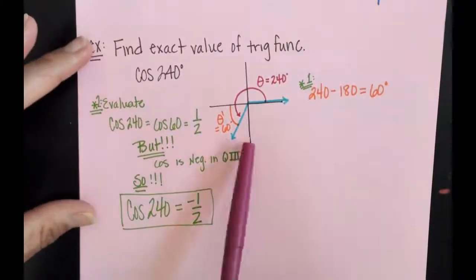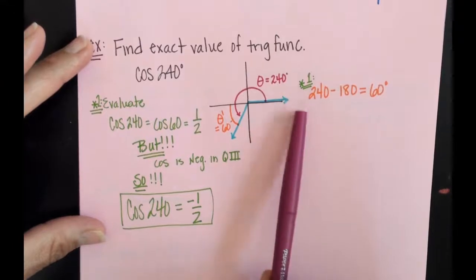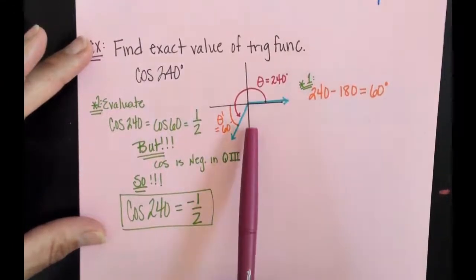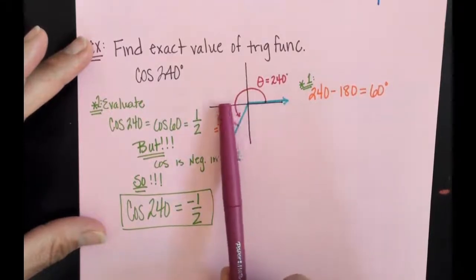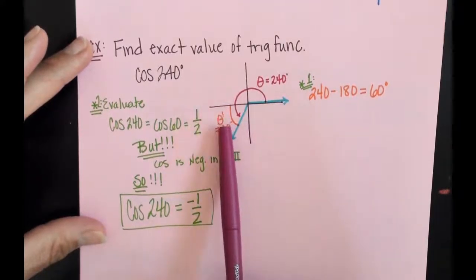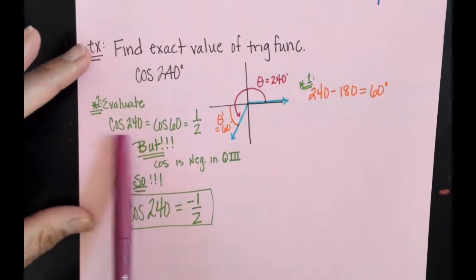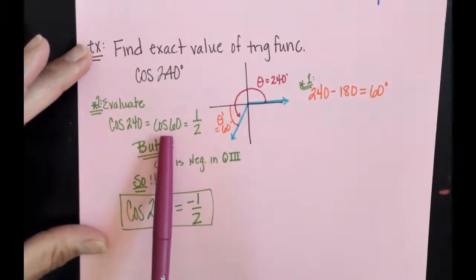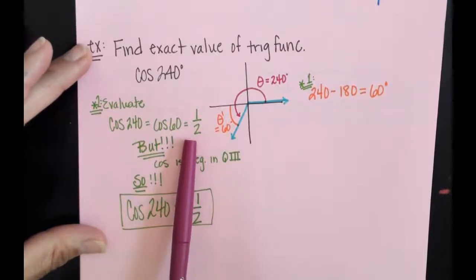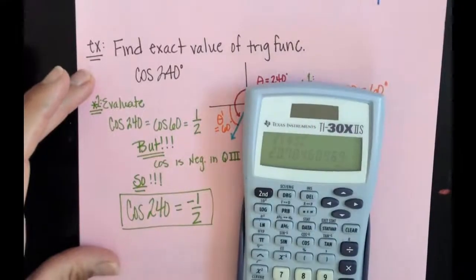So the first thing that we did, notice first, is we figured out what that reference angle is. If we're at 240 and we want to be by our x-axis, we're going to subtract that 180. We end up with a reference angle of 60 degrees. So now, instead of cosine of 240, I'm going to evaluate cosine of 60. And that ends up being 1/2. Now, I could have gone to my calculator and plugged in cosine 60.